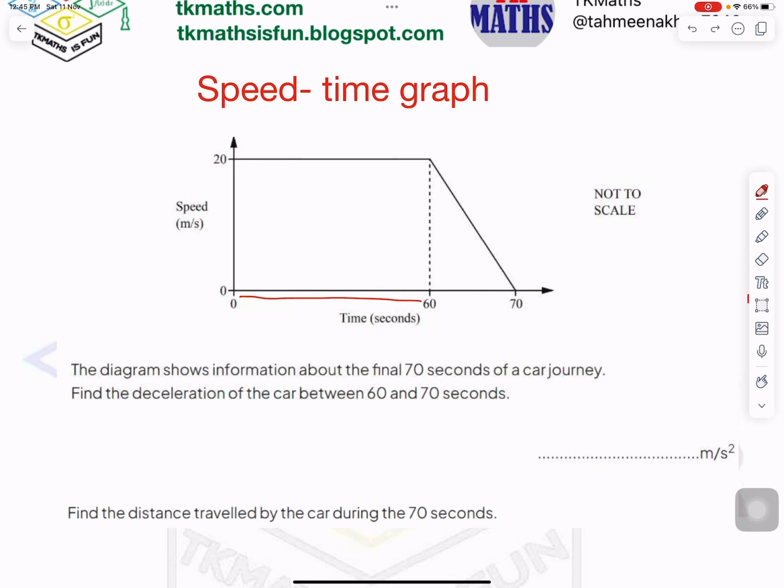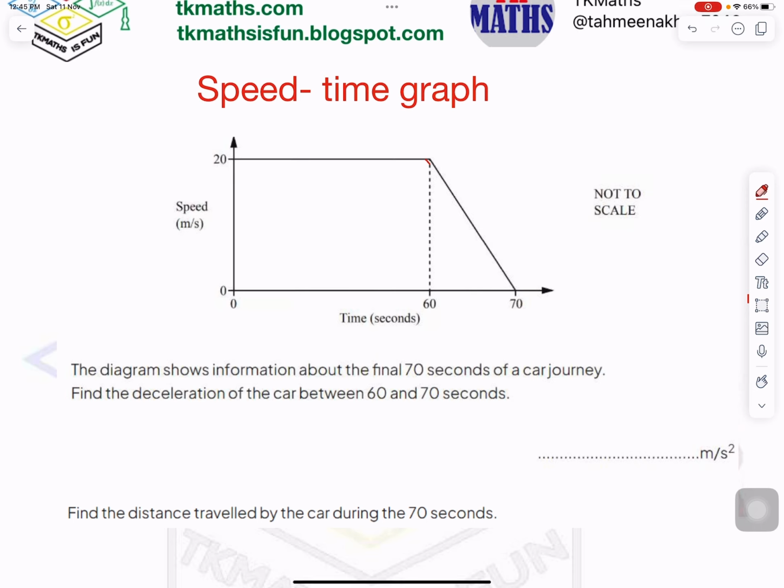Then what happened after 60 seconds? The speed is reducing. You see it was 20, now it is coming down, and then finally it comes to 0. How do I know 0? Because it is written 0 here. And after how many seconds? 60 to 70 is equal to 10 seconds. So within 10 seconds, the speed reduced from 20 to 0.